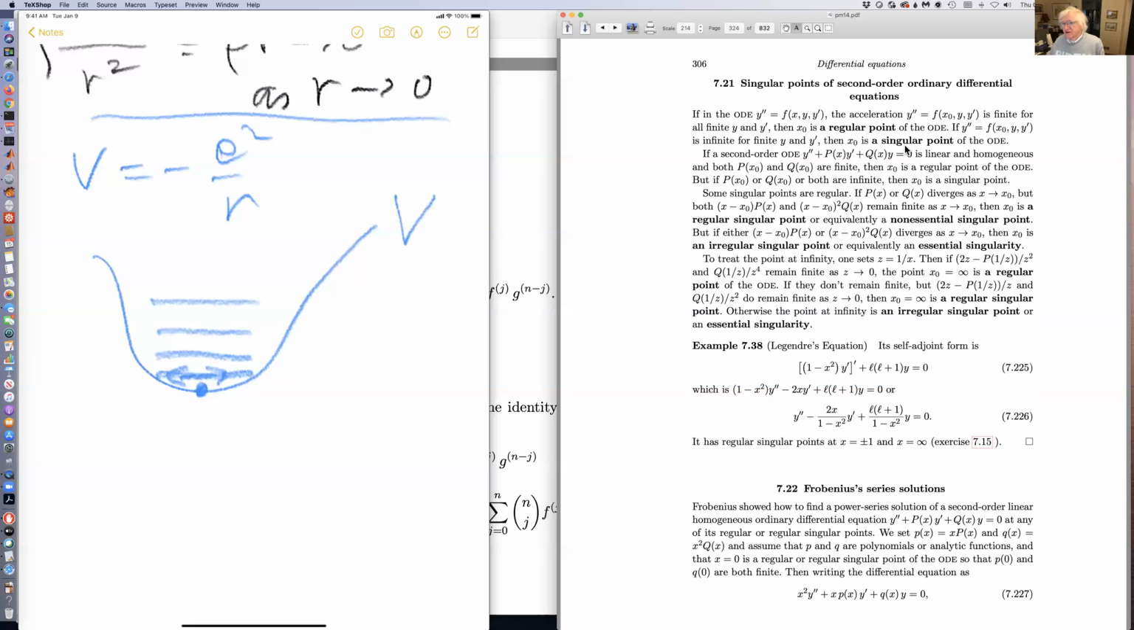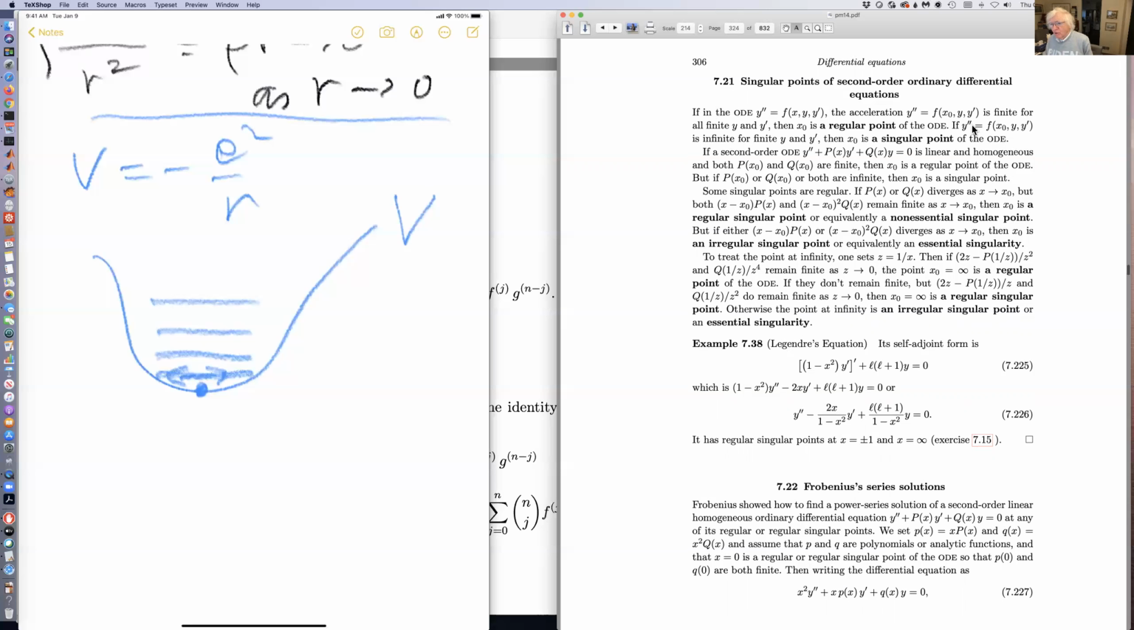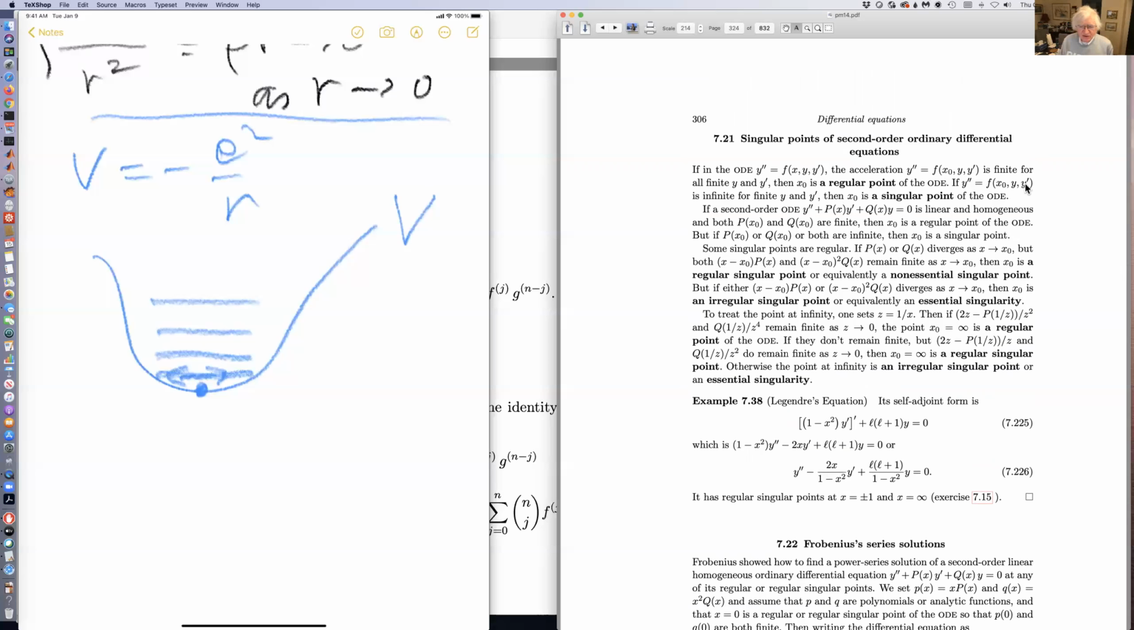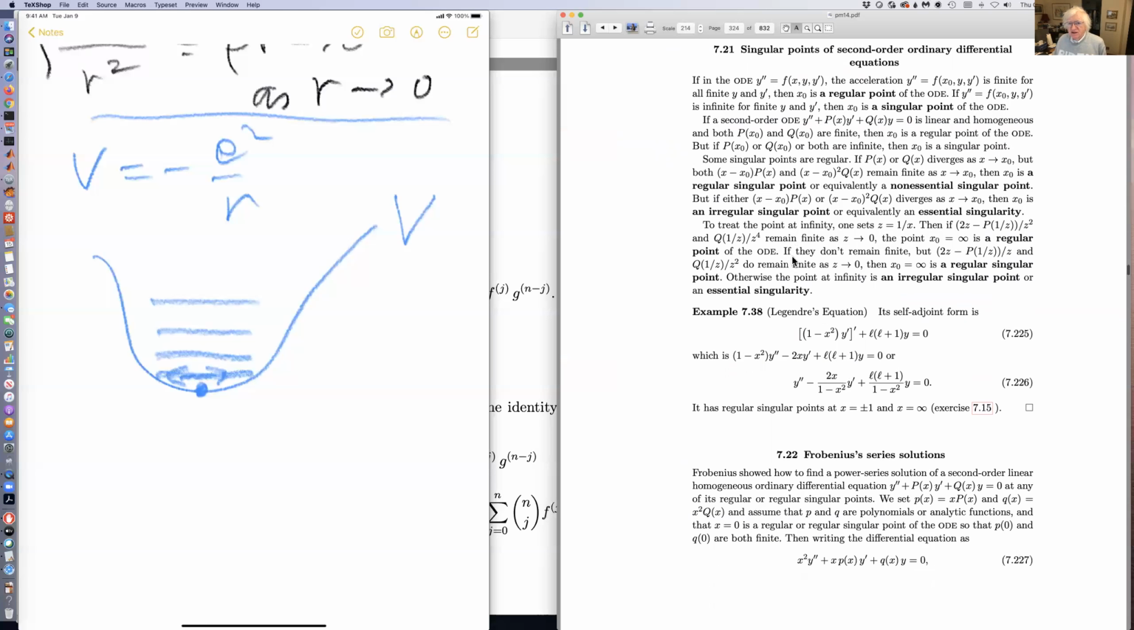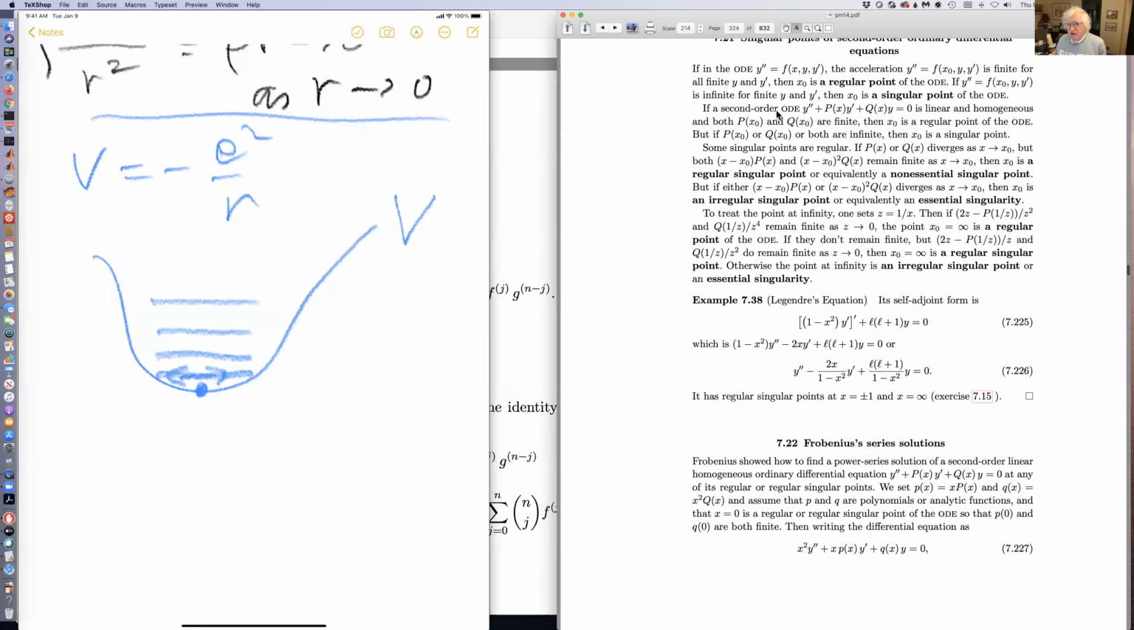The key thing here is that typically, for some singular value of x0, y double prime is infinite no matter what you choose for y and y prime, except for special cases. So let's look at the second order ODE, ordinary differential equation, y double prime plus p y prime plus q y equals 0. It's linear and homogeneous. If p and q are finite, then y double prime is always going to be finite for finite y and finite y prime. On the other hand, if these are infinite, then we've got a singular point.